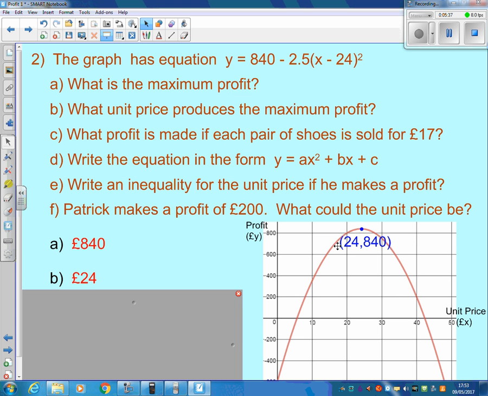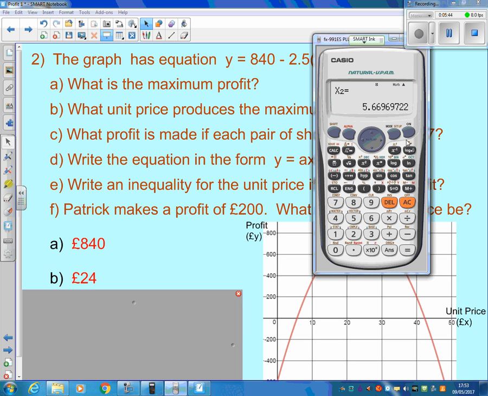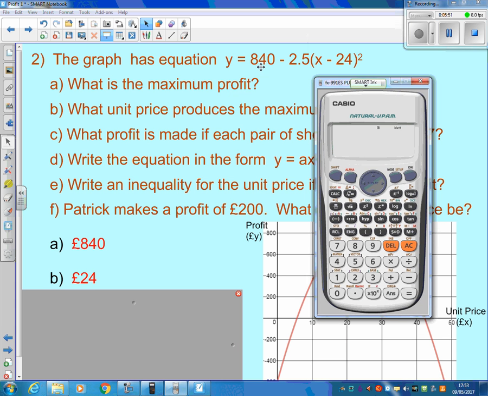Next question. What profit is made if they're sold for £17? Well, we can't really read that off the graph very well, and anyway, we want to be more accurate. So we're going to use our equation. Okay, let's go mode 1. And what we do is we type into this the actual equation: 840 minus 2.5 open brackets x minus 24 squared. And let's check that looks the same as that. Okay, so that is our equation.